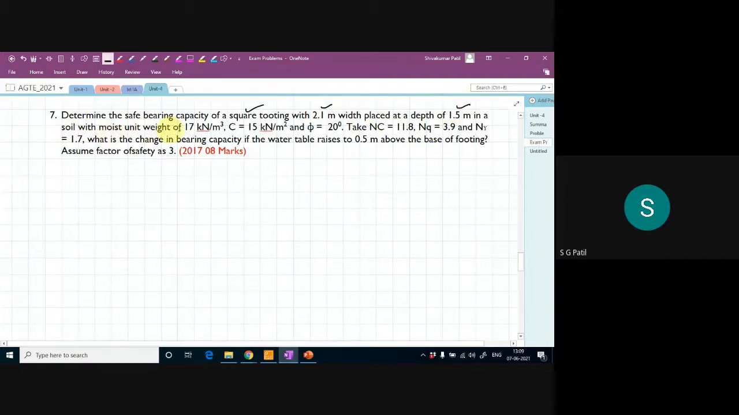soil with moist unit weight 17 kilonewton, cohesion, and angle of internal friction given, and N C, N Q, and N gamma given. What is the change in bearing capacity if the water table rises to 0.5 meter above the base of the footing? Assume factor of safety as 3. Okay, so let me first draw the figure.